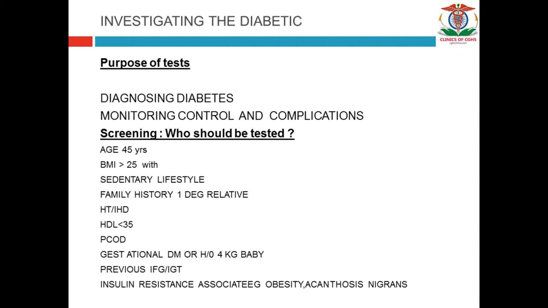Any patient who is below 45 but with a BMI more than 25 and with risk factors like sedentary lifestyle, a family history, a low HDL, hypertension, IHD, a history of PCOD or gestational diabetes, or a baby with a 4 kg weight, any previous impaired glucose tolerance or any insulin resistant syndromes must be screened for diabetes.